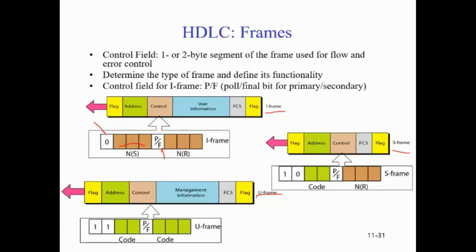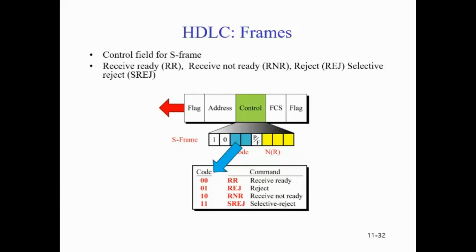So let's move on to the control field for the S frame. Supervisory frames are used for flow and error control whenever piggybacking is either impossible or inappropriate. S frames do not have an information field. If the first 2 bits of the control field are 1, 0, this means that the frame is an S frame. The last 3 bits, called NR, correspond to the acknowledgement number ACK or negative acknowledgement number NAK.